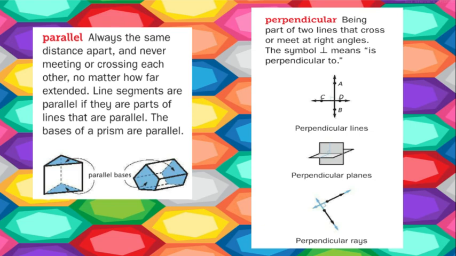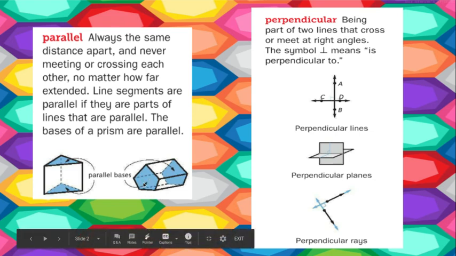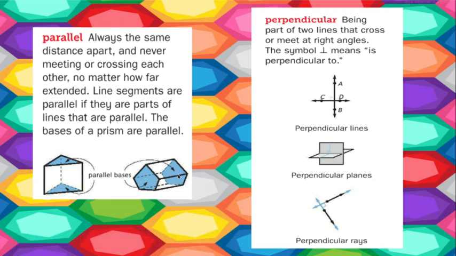Line segments are parallel if they are parts of lines that are parallel. The bases of a prism are parallel. Take a look at the pictures that they are showing you. When they're talking about the bases, they're talking about the bottom and the top. Those are parallel bases. Or as they show on the right, it kind of looks like the left and the right. Those are parallel. They're the exact same distance apart. Remember, parallel lines never cross or touch, no matter how far they are extended.